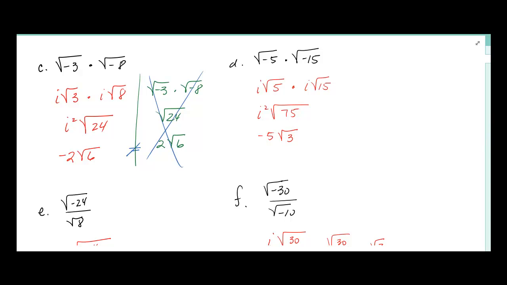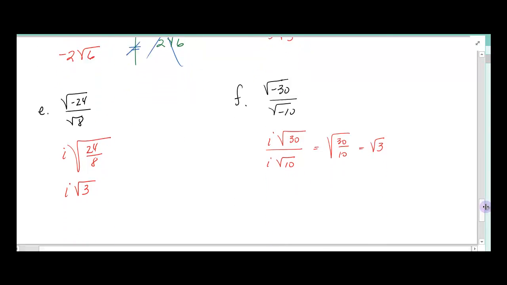Now let's look at this division problem here. Pulling the i's out first, I end up with i times the square root of 30 divided by i times the square root of 10. Well, i divided by i is still just 1. Any number, imaginary or real, divided by itself will still be 1. So I then rewrote the real portions together underneath the radical, and I got 30 divided by 10, which is just 3, so that would just be the square root of 3. And that's how we're going to multiply or divide these imaginary and complex numbers.